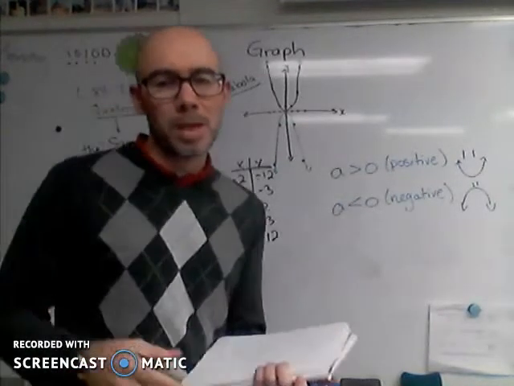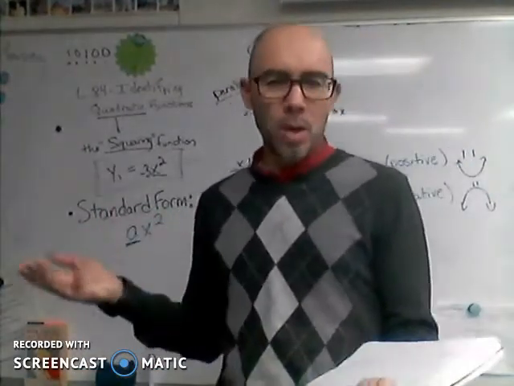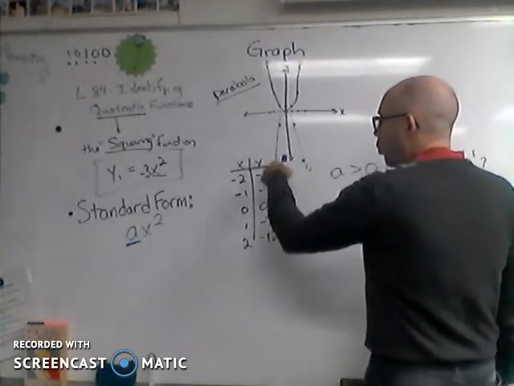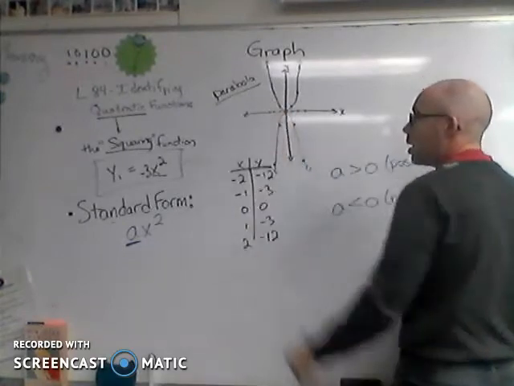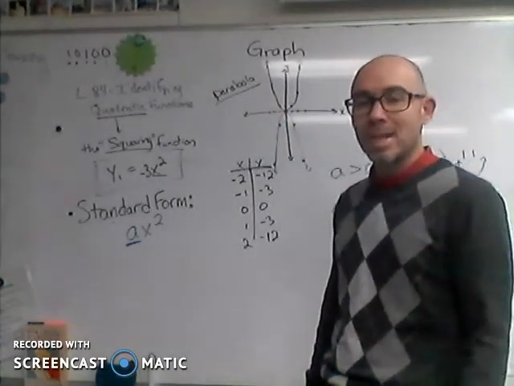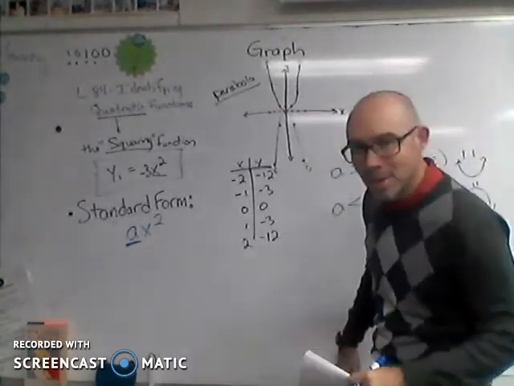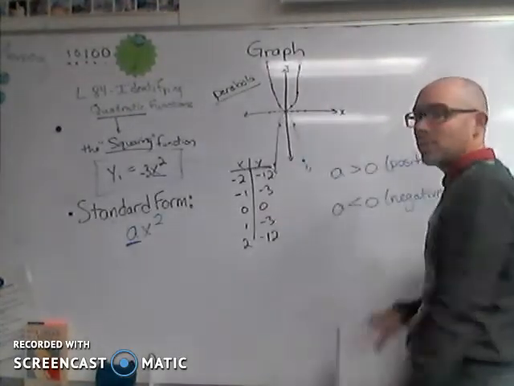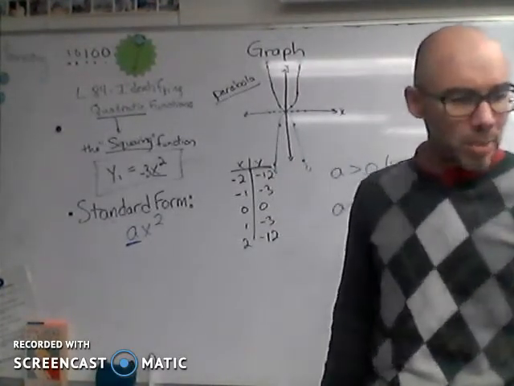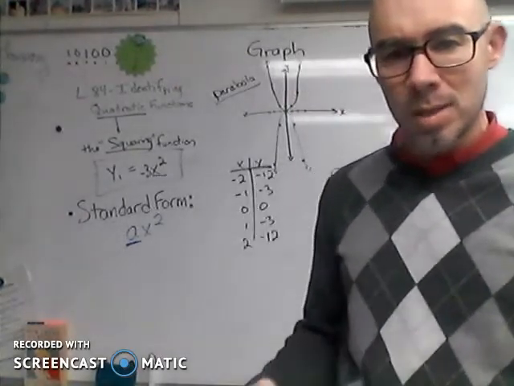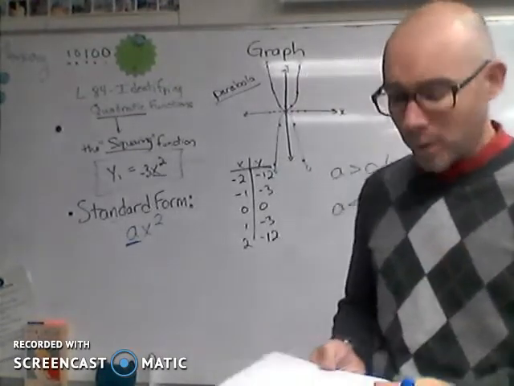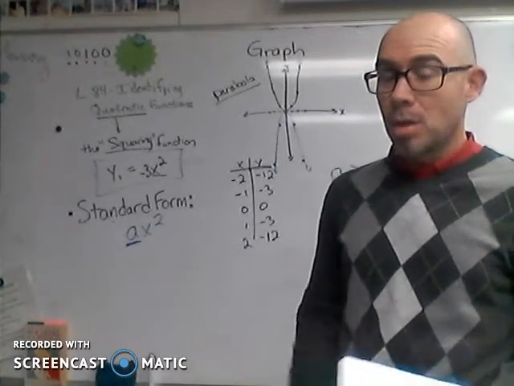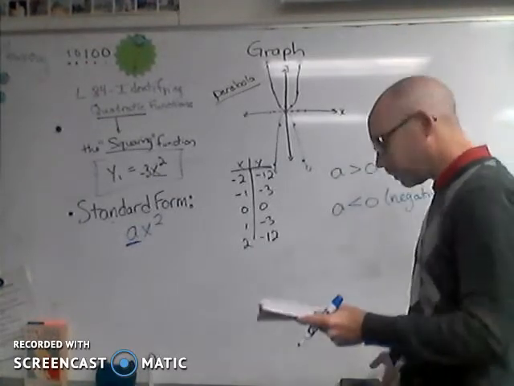Parabolas are really cool because if you look at the equation, you can pick out a whole bunch of things about it right away. Another example: when it opened down, this point here, 0, 0, was its maximum value. It's the highest it goes, and the rest of the graph is down here. And when a was positive, this is my lowest point, and the rest of the graph is up. Later on, we'll talk about domain and range, where it goes in the x and y directions. There's a whole lot we can figure out by just looking at the equation itself, or we can get a picture and evaluate the picture as well.